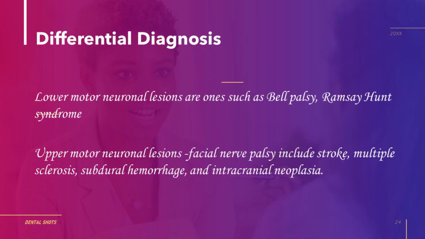Bell's palsy and Ramsay-Hunt syndrome come under lower motor neuron lesion, and stroke, multiple sclerosis, subdural hemorrhage, and intracranial neoplasia causing facial paralysis come under upper motor neuron lesion.